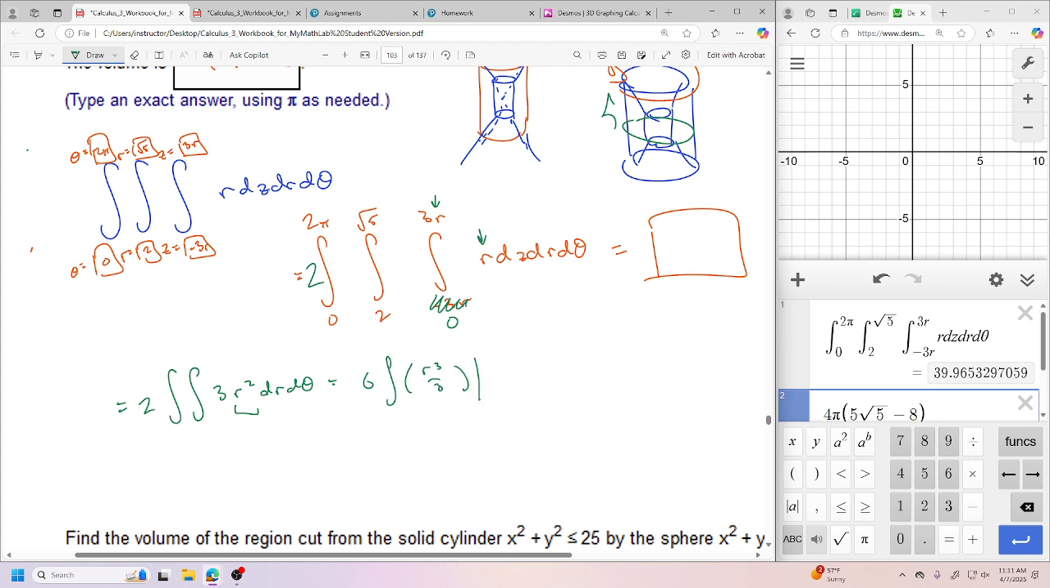Beautiful, beautiful. I'm mushing the 3 and the 6 together to make a 2 in the front again. So I got square root of 5 cubed minus 2 cubed. I don't have any thetas, so what do I do there?